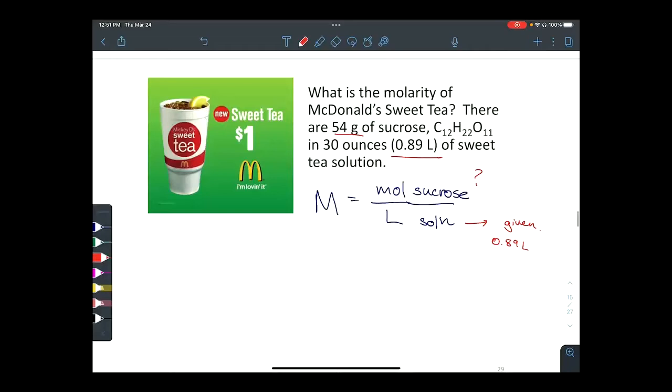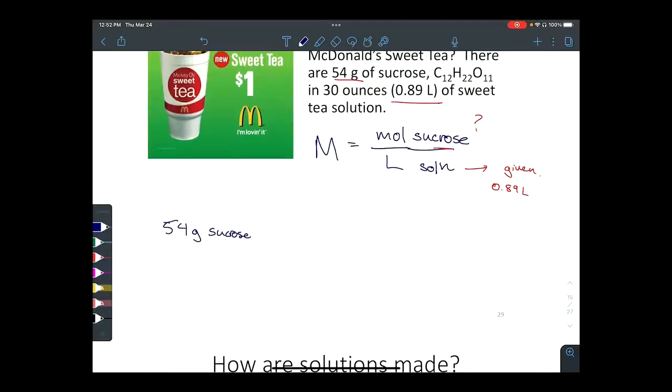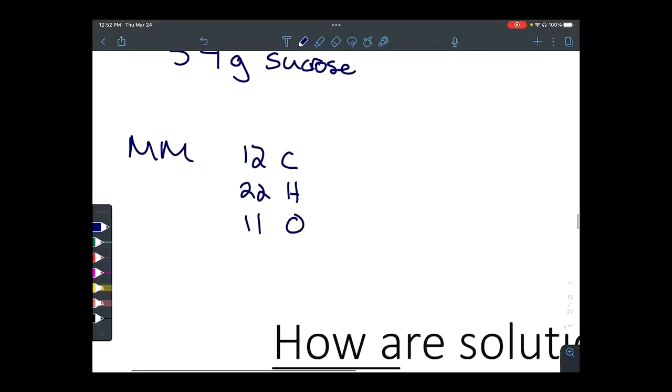So we need moles of sucrose. Unfortunately, we're given grams of sucrose, all right? So I need the molar mass of sucrose. Let's go ahead and do that. There are 12 carbons, 22 hydrogens, and 11 oxygens. So I need to add up all of the molar masses of those individual atoms. Where do I get that? Okay, very good.